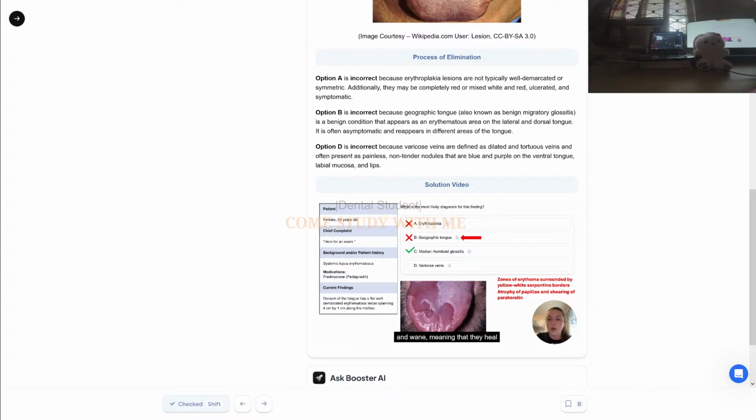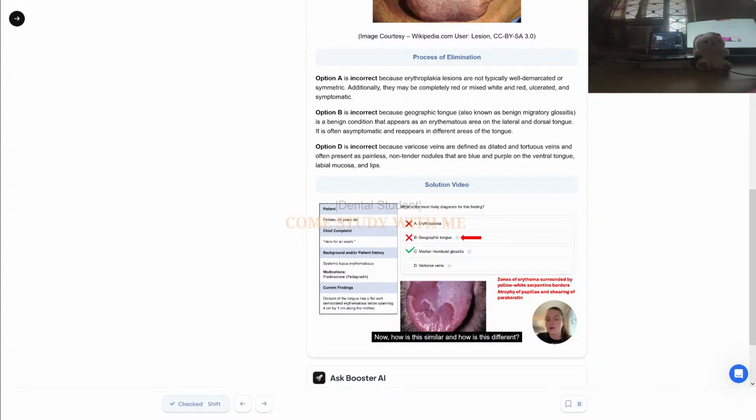The lesions wax and wane, meaning that they heal and they develop in a different area. So sometimes they're more painful and then they appear somewhere else. They kind of wax and wane. Now, characteristically, this is also found on the dorsal and lateral anterior 2/3 of the tongue, but it can be found ectopically on other non-keratinized mucosal surfaces like the cheek.